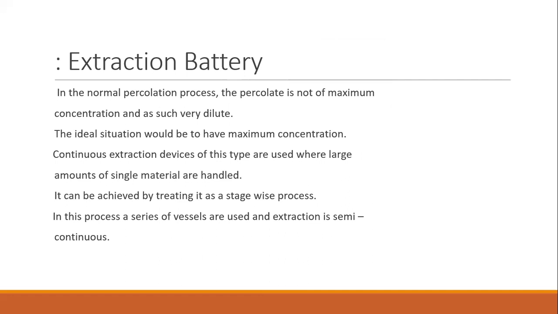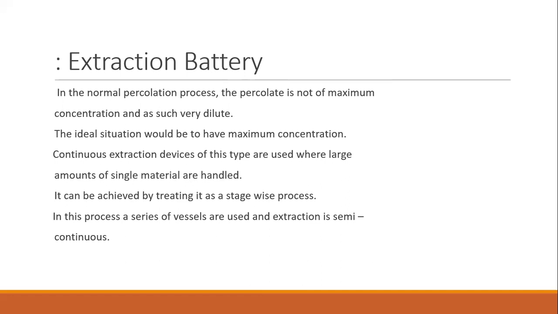Okay. There are many large scale extraction procedures, but I'm only discussing a few. There's one more which is known as the extraction battery. This is basically an enhanced or modified percolation method. In the normal percolation process, the percolate is not of maximum concentration and as such is very dilute. The ideal situation would be to have maximum concentration. Continuous extraction devices of this type are used where large amounts of a single material are handled. It can be achieved by treating it as a stage-wise process.